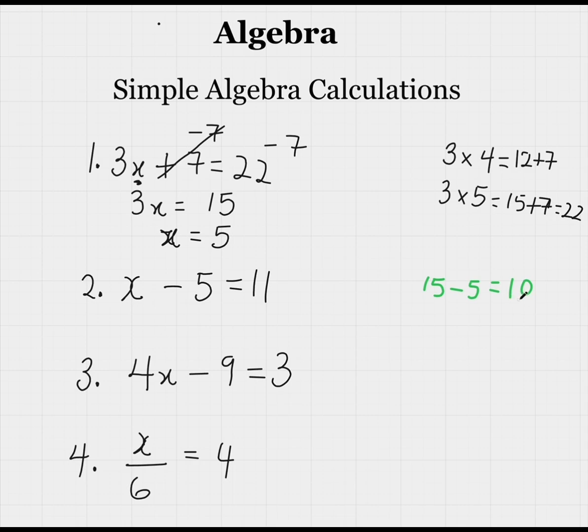From here, we can tell that we only need one more number to get to 11. And so let's add 1 to it, making 16. Let's use 16 minus 5, which would give us 11. And so x is equal to 16.